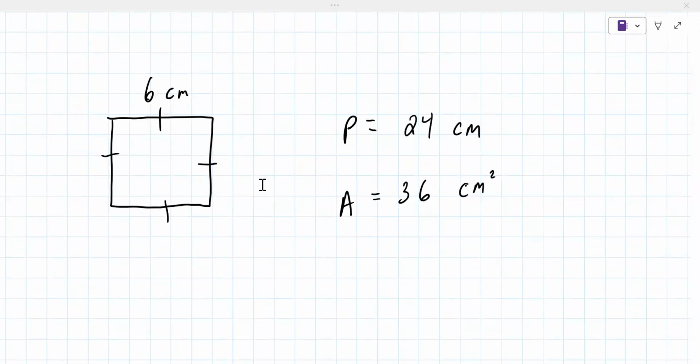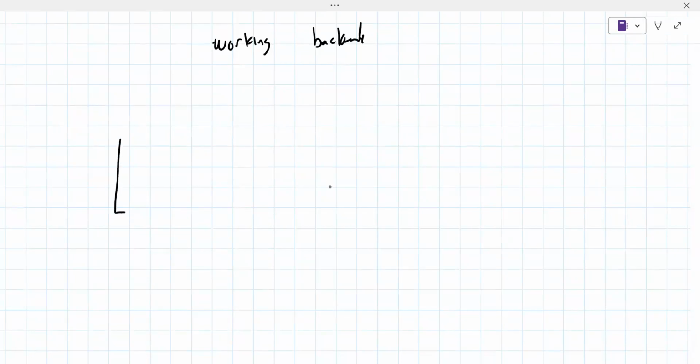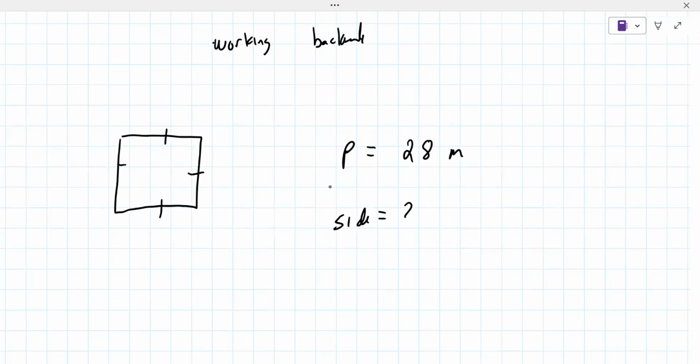Okay, very good. Now, what we're going to do now are what are called working backwards problems. So now let's say I give you a square and I tell you that the perimeter is 28 meters. What is the side length? So working backwards means I'm giving you the answer. Like I'm telling you what the perimeter is. You have to use that to figure out what the 4 sides are. Would you have to divide it by 4? Yes.